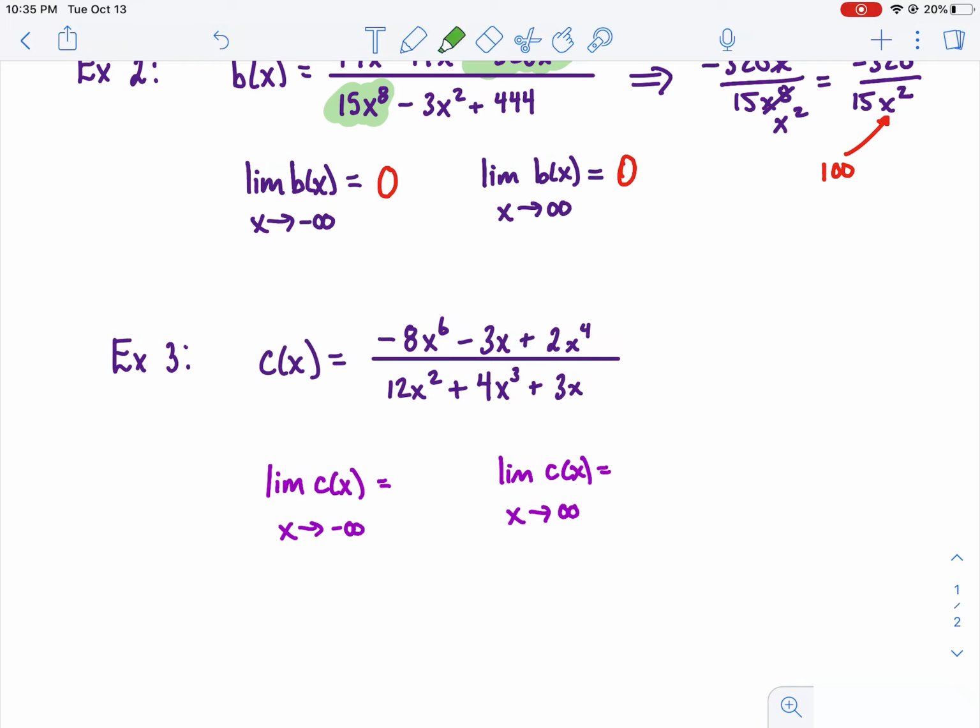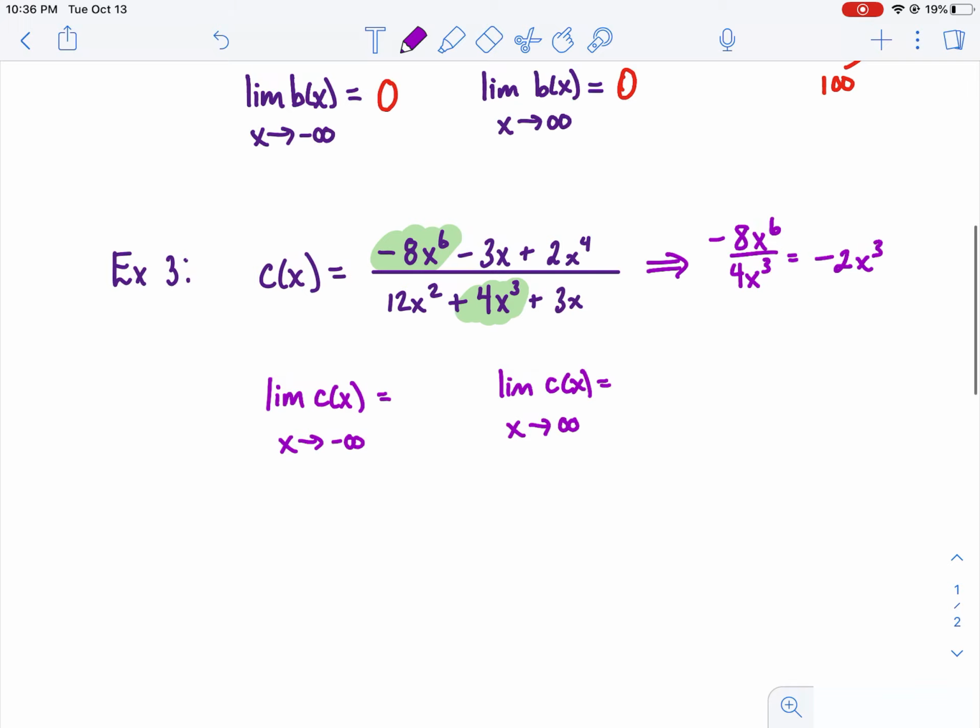So again, I just want to look at the highest degree pieces. That would be negative 8x to the 6th up top, and on the bottom, that would be the 4x cubed, right? So if we take a look at just those pieces, then we'd have negative 8x to the 6th over 4x cubed. So that's going to be negative 2x cubed. So in this case, it simplifies, right? The x to the 6th over x to the 3rd, because the x power was bigger in the numerator, it actually simplifies down to a polynomial.